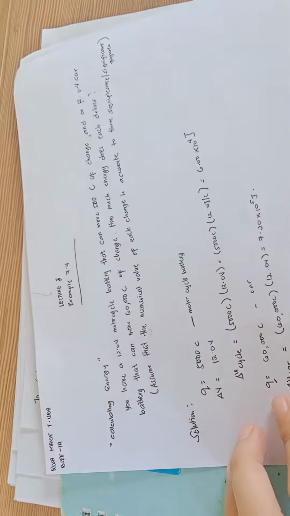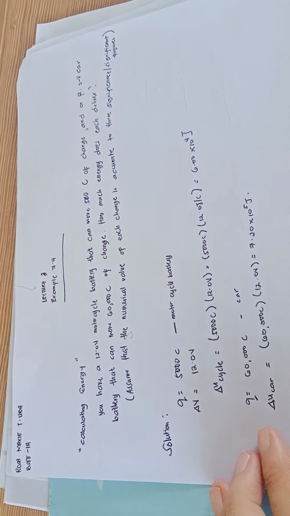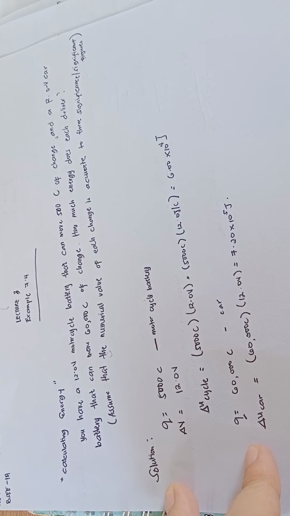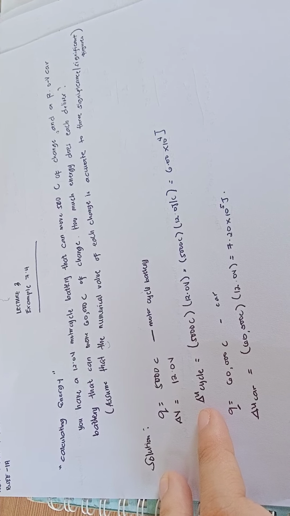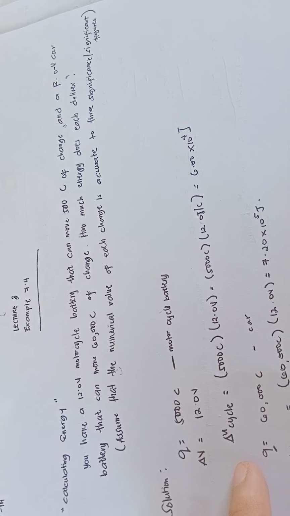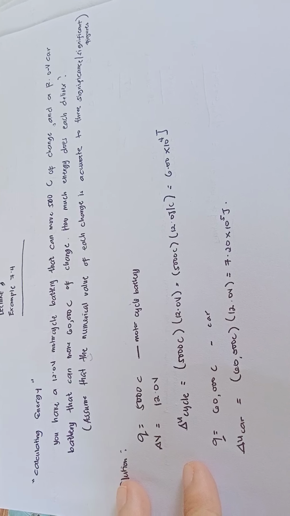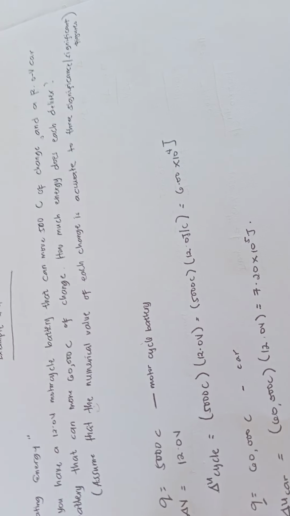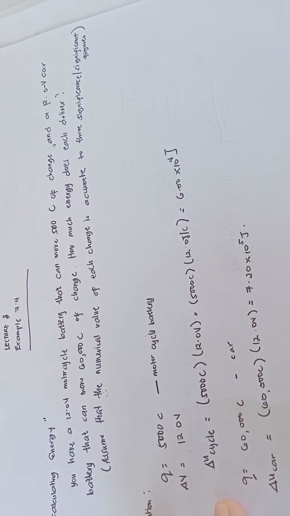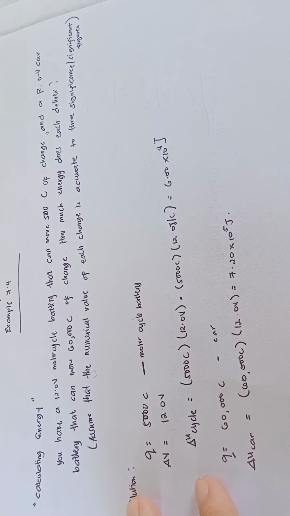So, continuation for lecture 3, example 7.4, calculating energy. You have a 12.0 V motorcycle battery that can move 500 C of charge, and a 12.0 V car battery that can move 60,000 C of charge.